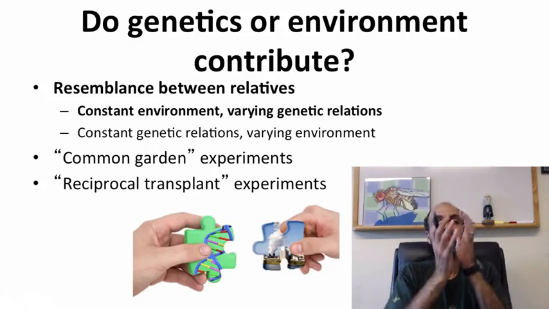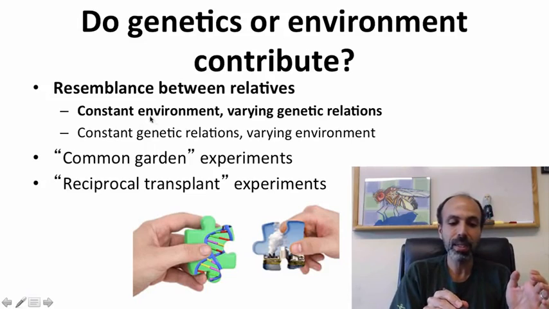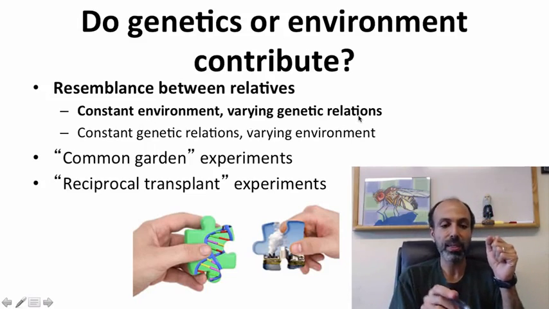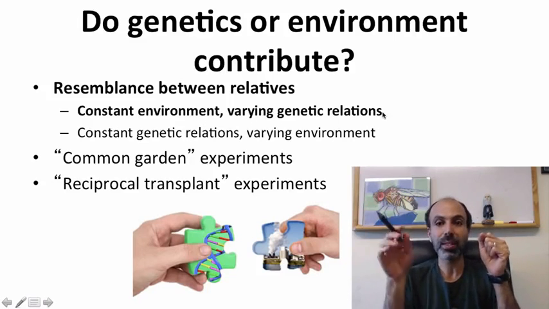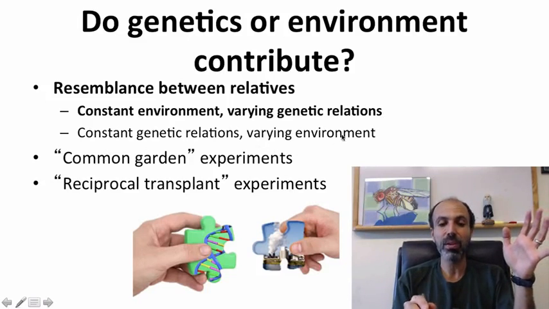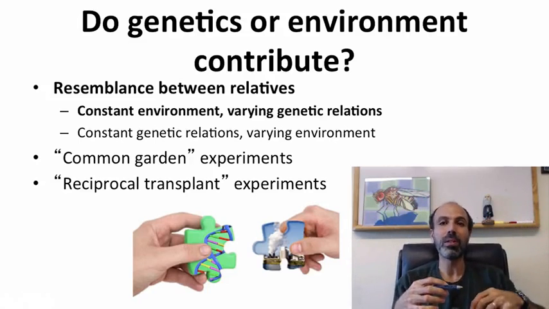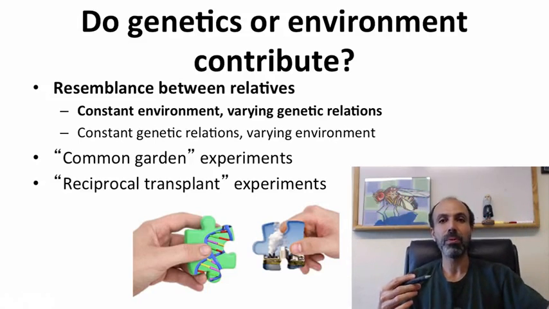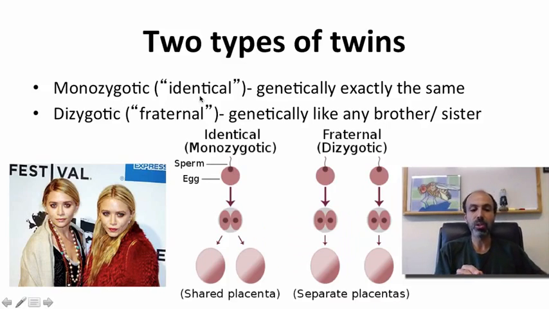The idea here is we want to separate genetics from environment. We want to keep one side constant and vary the other and see if there's an effect. If we keep the environment constant, we vary the genetics and we see an effect, then there must be some genetic contribution. If we keep the genetics constant, we vary the environment and we see some sort of effect on the phenotype, then there must be an environmental component. That's the basic principle.